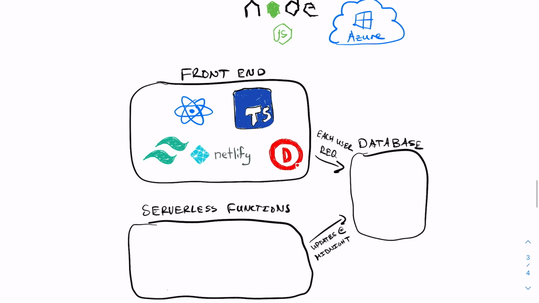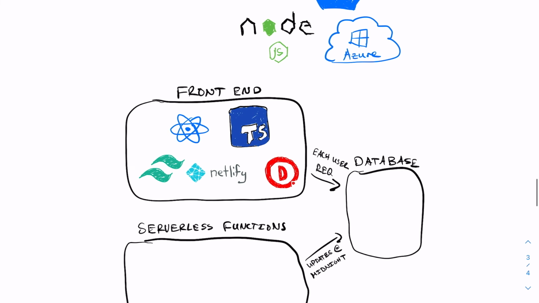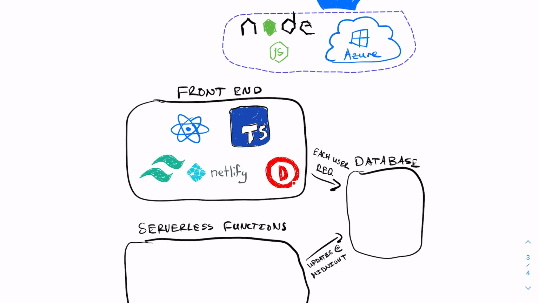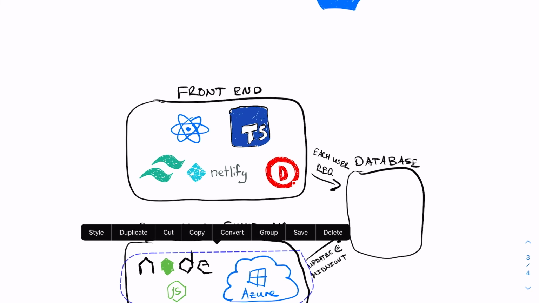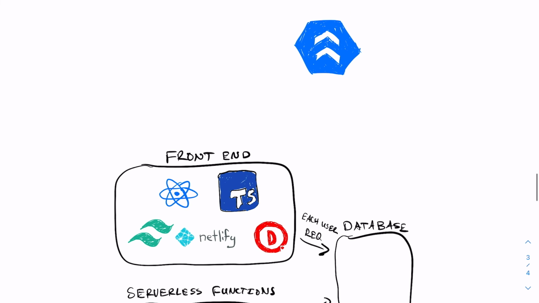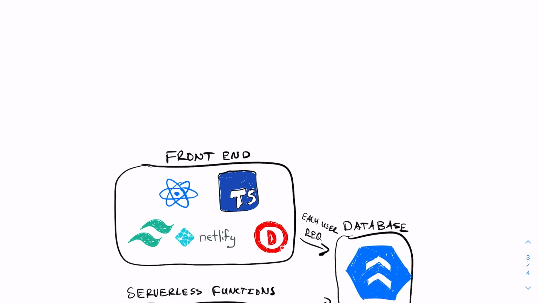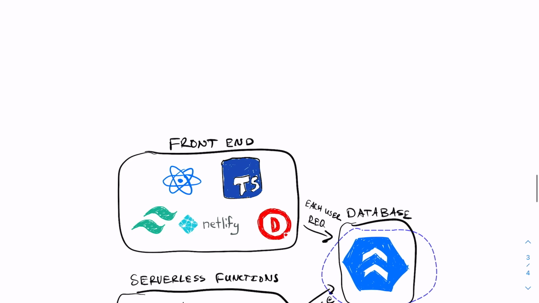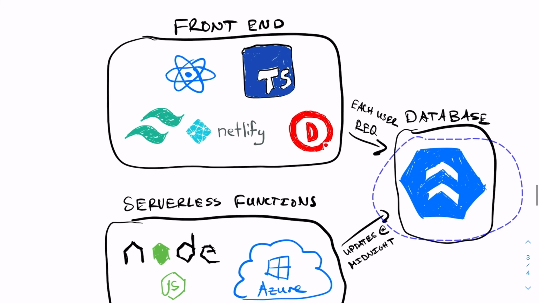We use Netlify static hosting and the domain.com free .tech domain. For our serverless functions, we wrote them in Node.js and hosted them on Azure Functions. And for the database, we used Google Cloud Firestore. And that's our tech stack.